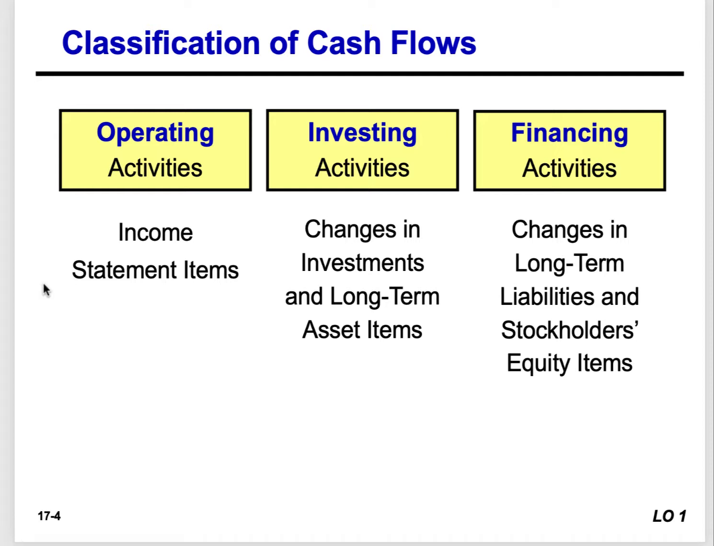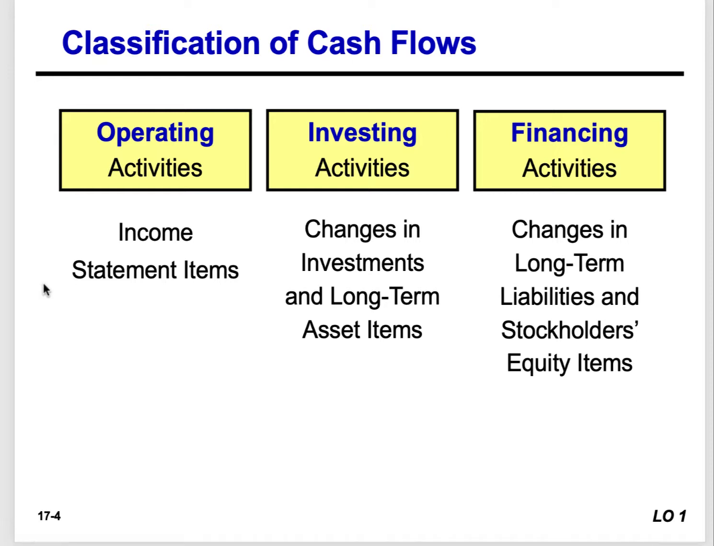When I say changes, I mean, what did we start with? What did we end with? Did those numbers increase or decrease, right? Did I have more than I started off with? Did I have less than I started off with? And then finally, we get into those financing activities. And again, here we're looking at changes in the long-term liabilities, the stockholders' equity items, okay?